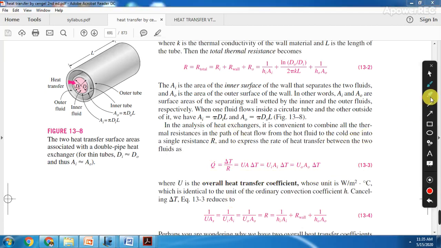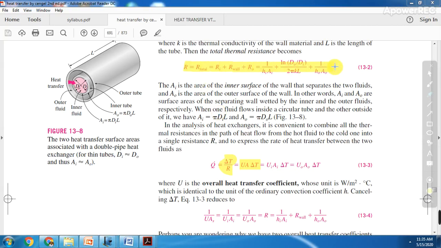And in a similar way as the electrical analogy, we can write the overall heat transfer as delta T divided by R. Q is equal to UA. This 1 divided by summation R is nothing but the summation of Ri, R0 and Ro. We can write 1 divided by summation of R is nothing but UA.